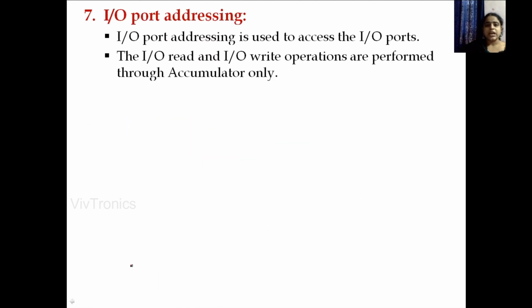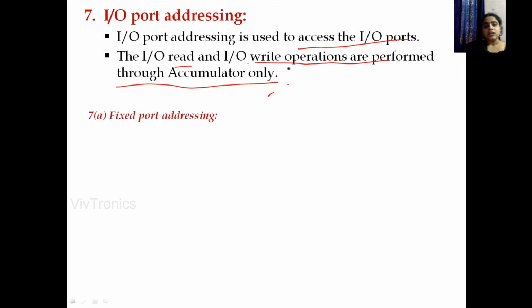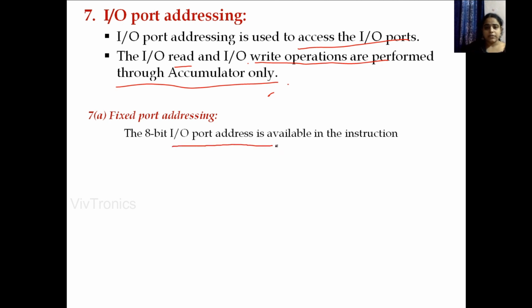And the seventh one is the IO port addressing mode. The IO port addressing mode is used to access the IO ports. The IO read and IO write operations are performed only through the accumulator. Okay, so in fixed port addressing mode, the 8-bit IO port address is available in the instruction. Fixed port means the port address is fixed and readily available in the instruction. So IN AL, 80H and OUT 82H, AL. Here 80 and 82 are the addresses of ports.